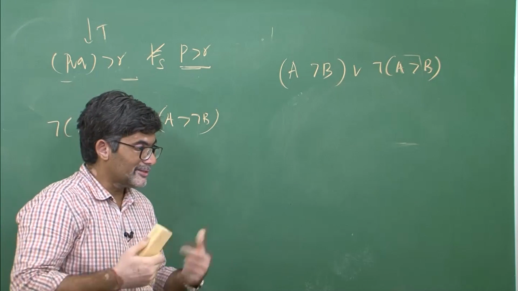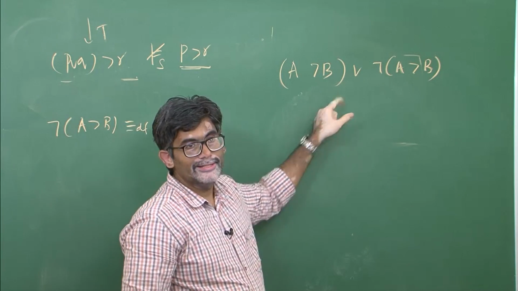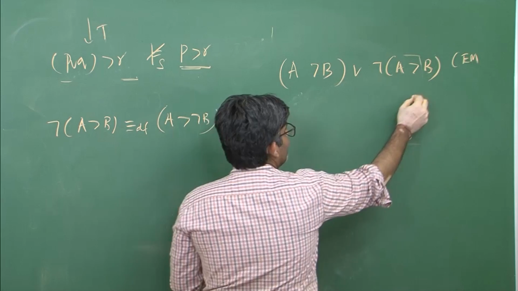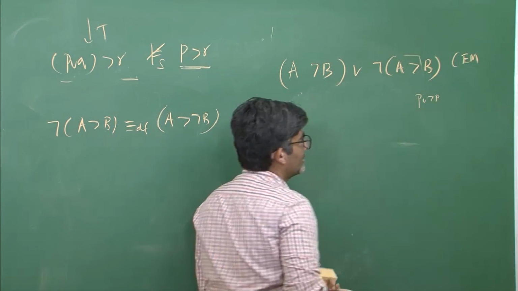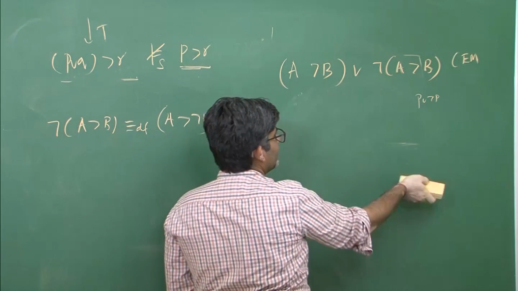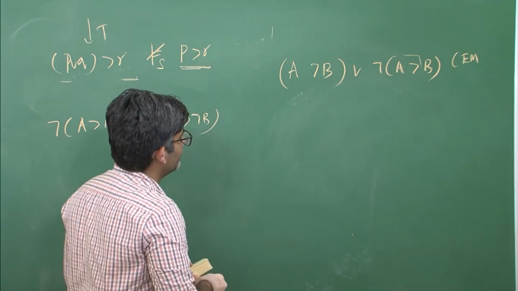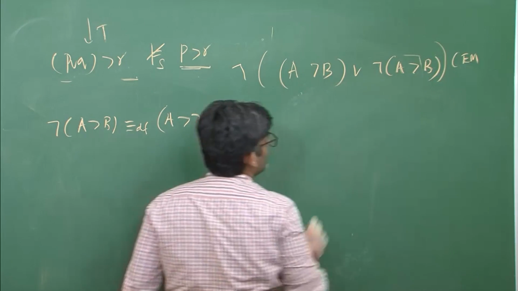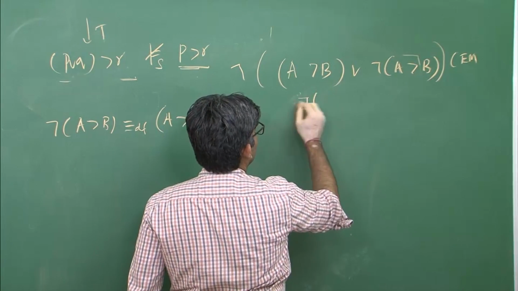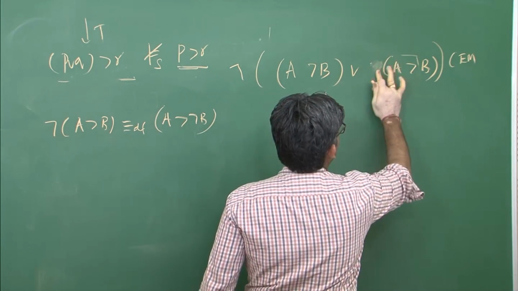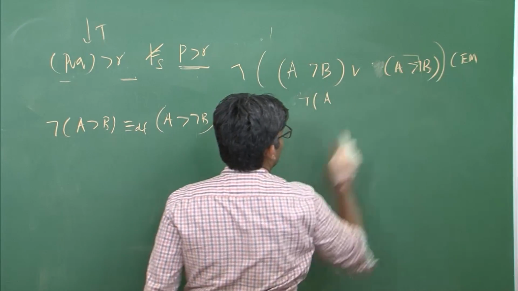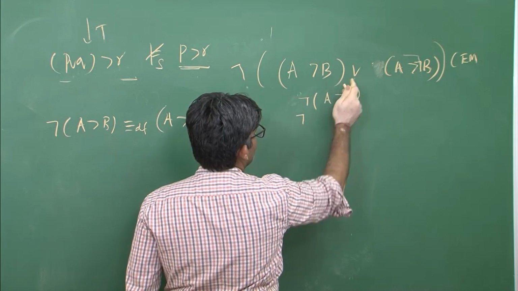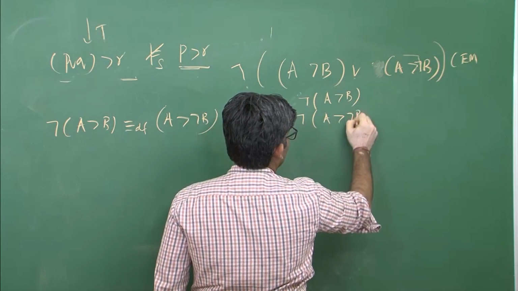Now Stalnaker wants to preserve this, which is also called conditional excluded middle. When you say P or not P, it is considered the law of excluded middle, but here it happens with respect to conditionals, so that is why it is conditional excluded middle. Now if you negate this formula and construct a counterexample for it, it is going to be like this: not of A implies B, and because negation of a disjunction is a conjunction, it is going to be A implies not B.